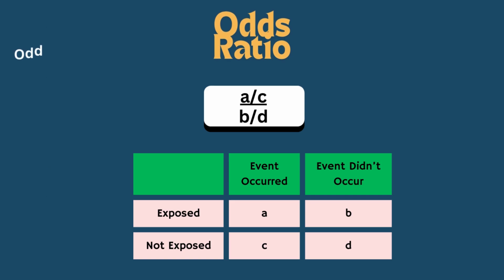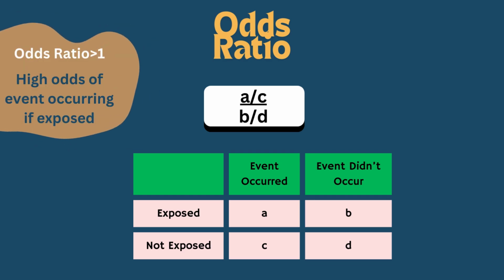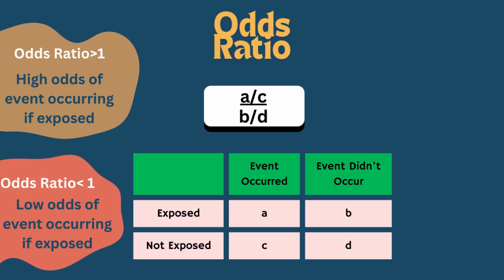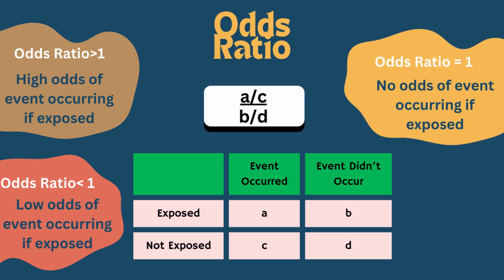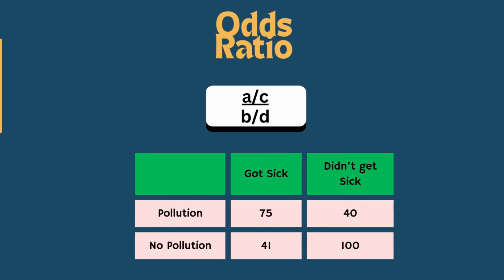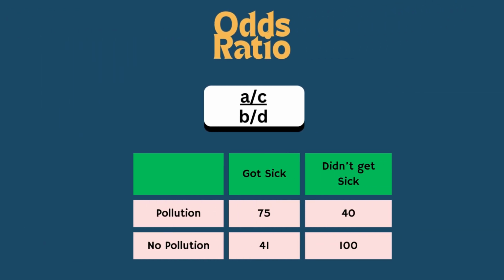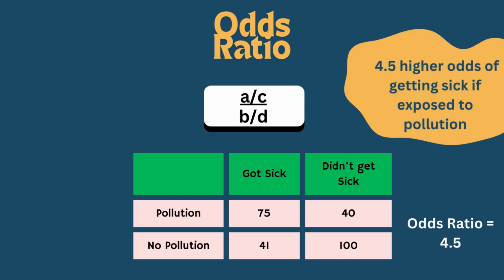Odds ratio more than 1 means higher odds of event occurring in case of exposure, and less than 1 means lower odds of event occurring in case of exposure. Whereas odds ratio of 1 means there are no odds of event occurring in case of exposure. For the following data set, the odds ratio will be 4.5, which can be interpreted that there is 4.5 times more odds of getting sick in a polluted city.